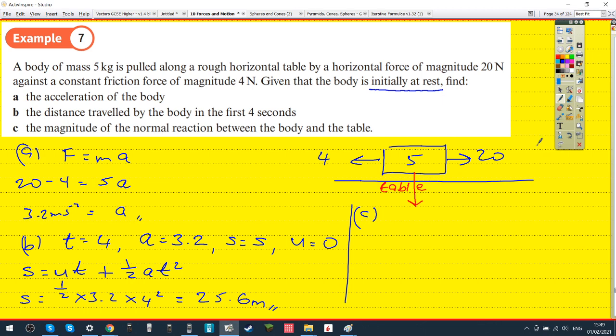What's the downward force? Weight. Yep. What's the weight? Of the 5 kilos. That's the mass. 20 newtons. Weight is 5g, mass times force of gravity. What they are asking you to find is the normal reaction, which is that one.